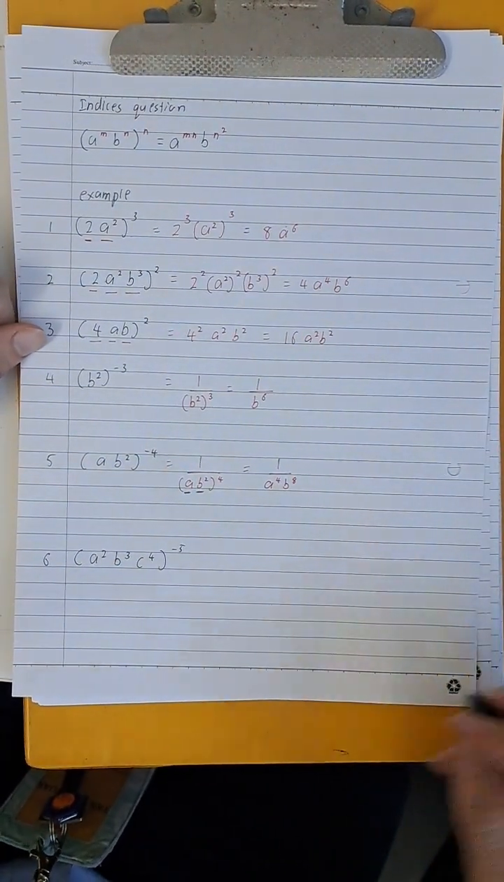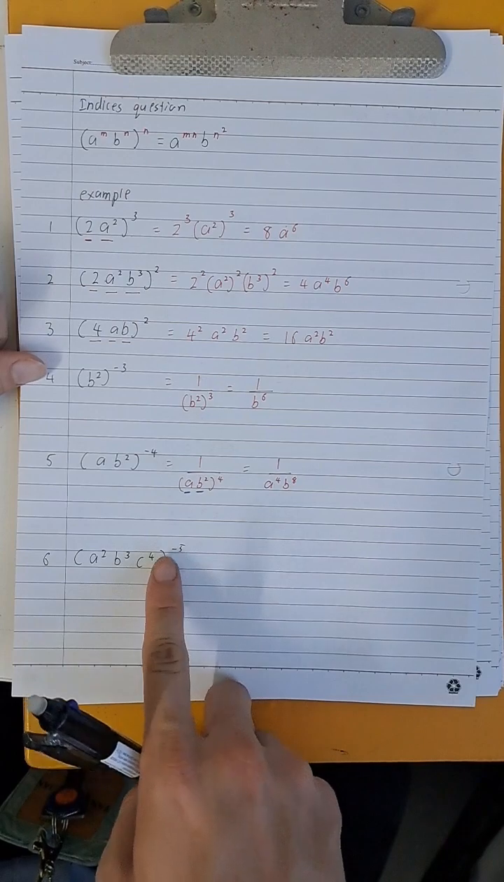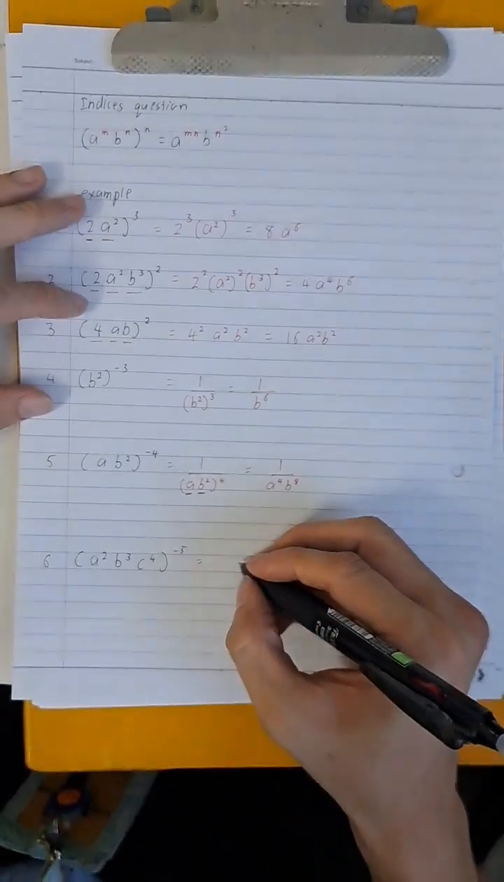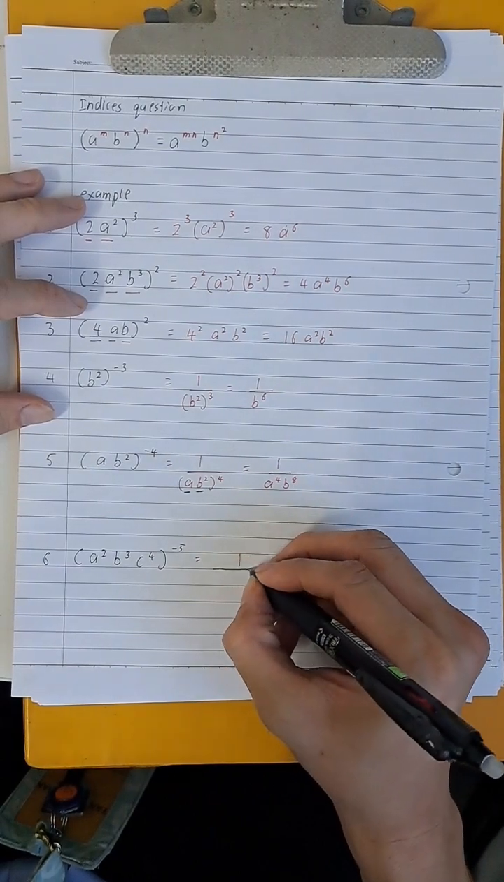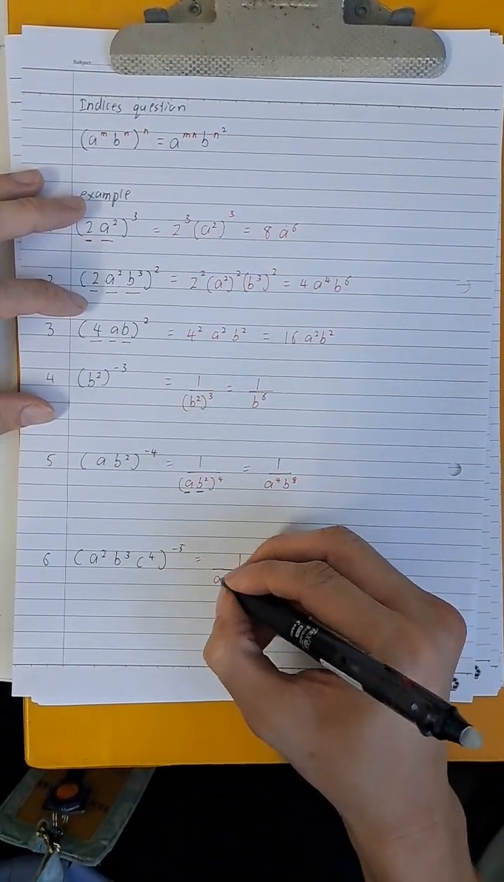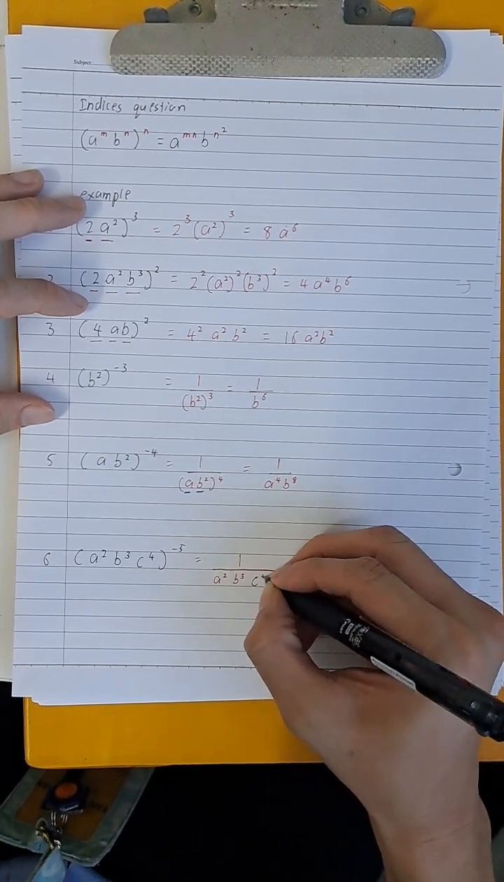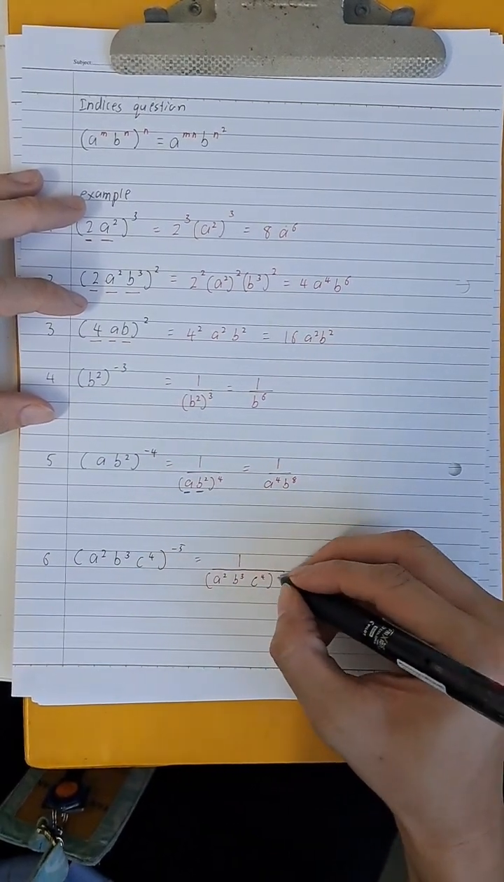All right. Last question over here. Again, there's a negative. I can always remove it by changing it into a fraction. So 1 over a squared, b cubed, and c to the power of 4, all to the power of 5.